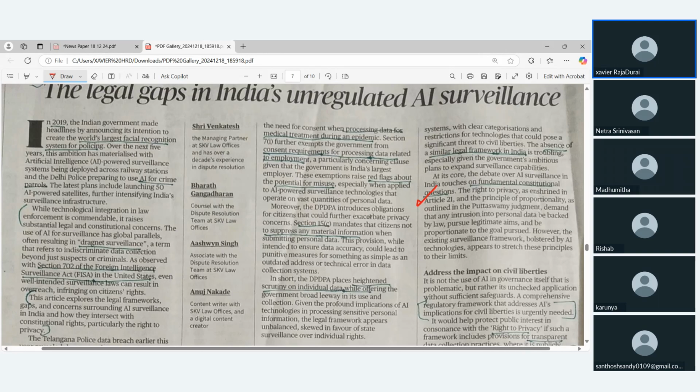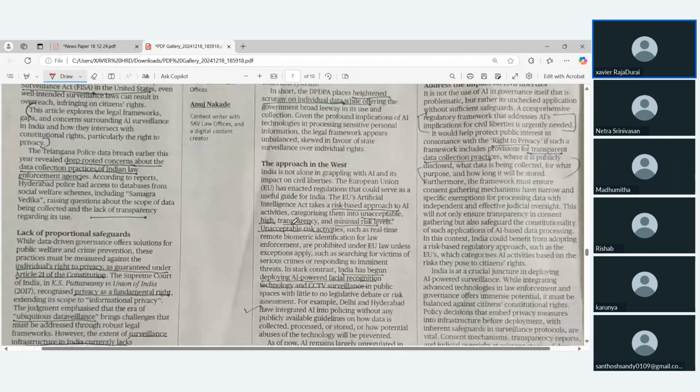In India, on the fundamental constitutional question, the right to privacy is enshrined in Article 21, and the principle of proportionality as outlined in the Puttaswamy judgment. This is one of the cases. In that case, the Supreme Court said the right to privacy is a fundamental right, which comes under Article 21. Okay, so read this one.